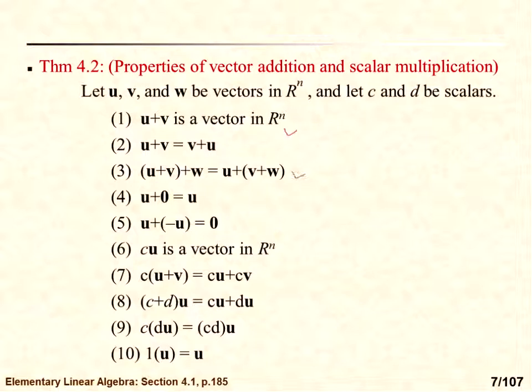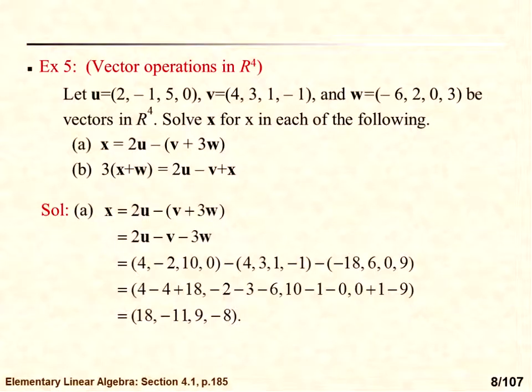So these are the properties of vector addition and scalar multiplication, the properties of vectors. The commutative law holds and the associative law holds, and if we add 0, there are some properties of a vector. So these are the 10 properties. Now there are vector operations.